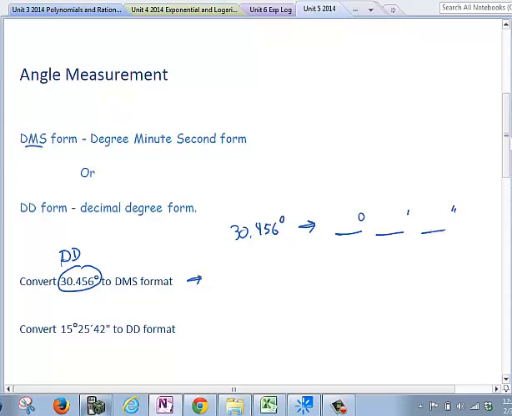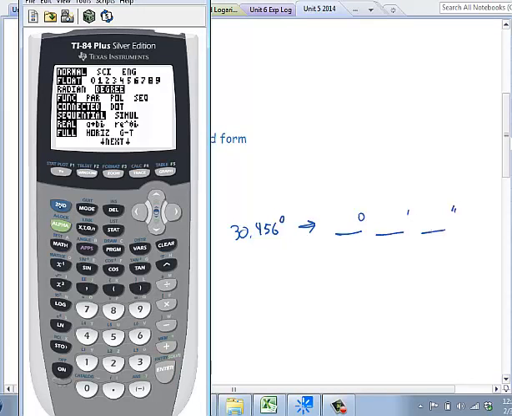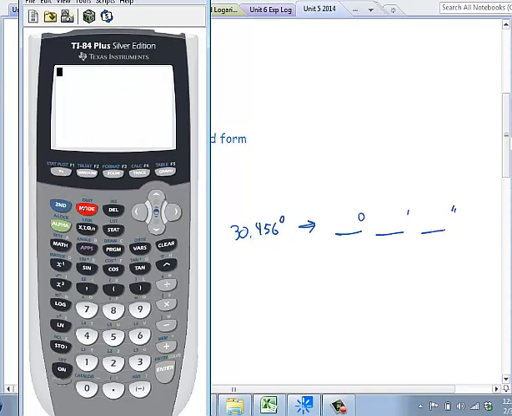I'm using the TI-83 calculator, but on the other calculators, you should have that mode as well. So part of your work tonight would be to investigate where this option would be. So we're going to put in 30.456. Let me just go back and make sure I put it in right, 30.456 degrees, and we want to convert that.